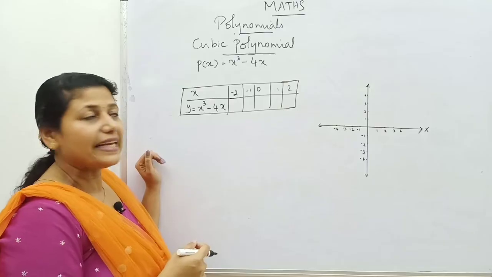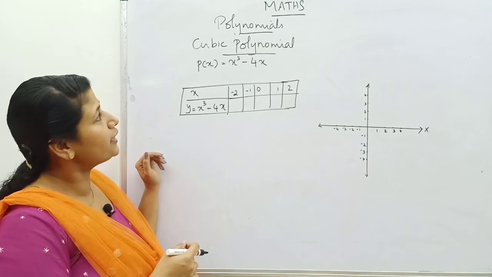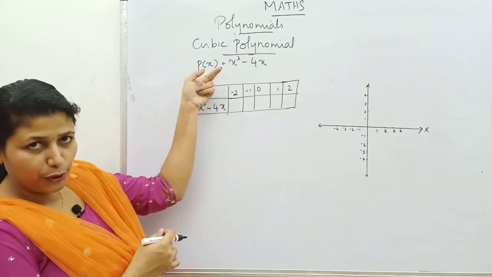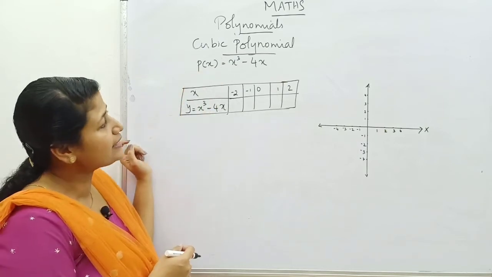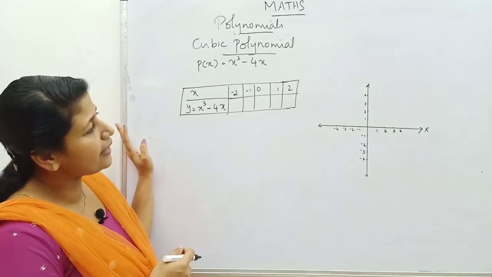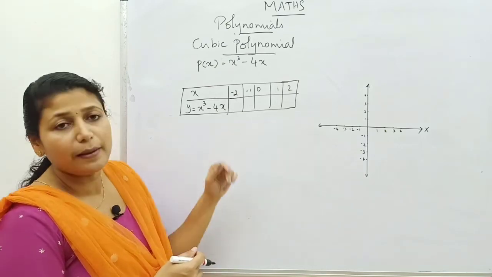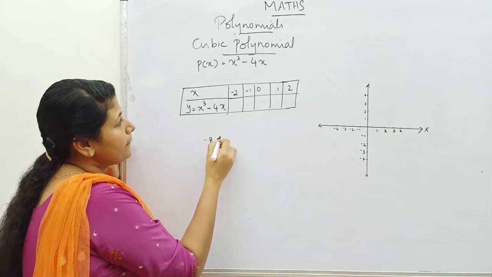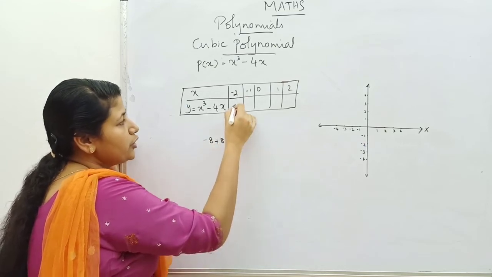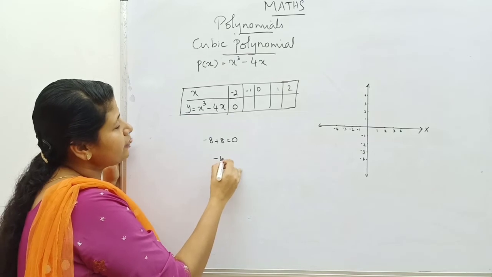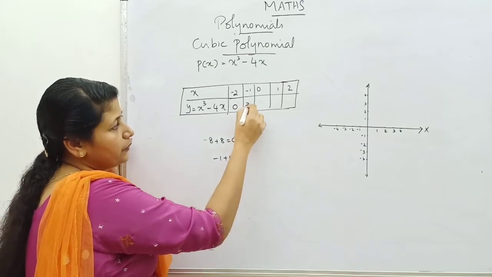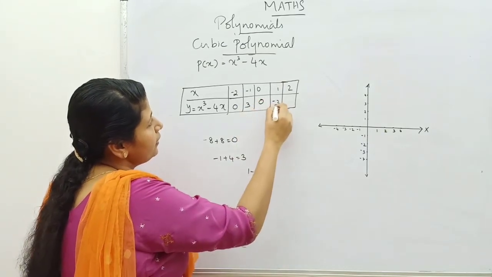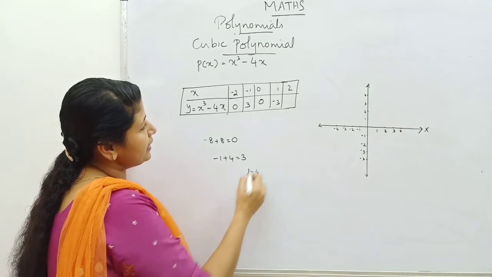Got it? Here is our cubic polynomial. We are going to find out the geometrical meaning of this cubic polynomial. I have written one polynomial here, p of x equal to x cube minus 4x. We want to find out the points and plot them on the xy plane or graph. First we substitute negative 2, it will be negative 8 plus 8, which is 0. So negative 2, 0. Then negative 1 will be negative 1 plus 4, equal to 3. Then 0 will be 0, and 1 minus 4 is negative 3. And if you substitute 2, 2 cube is 8, 8 minus 8 is 0.